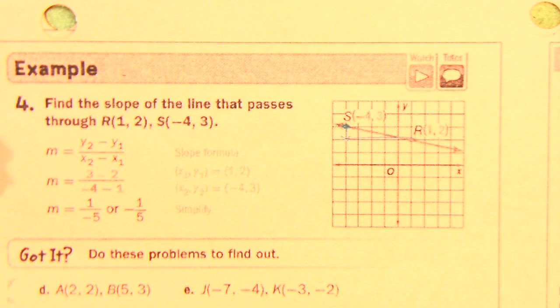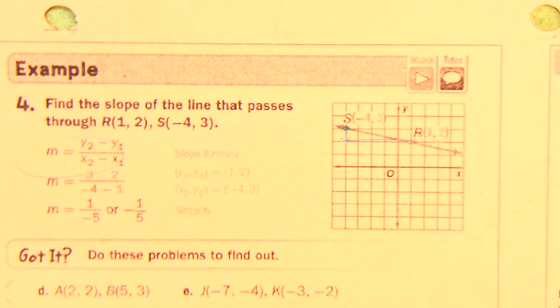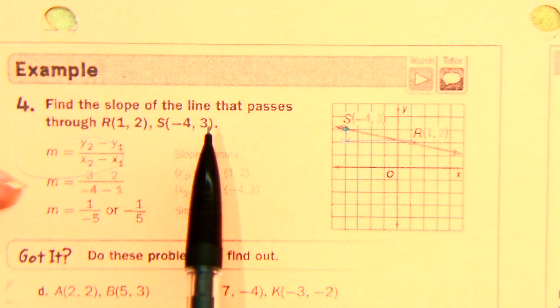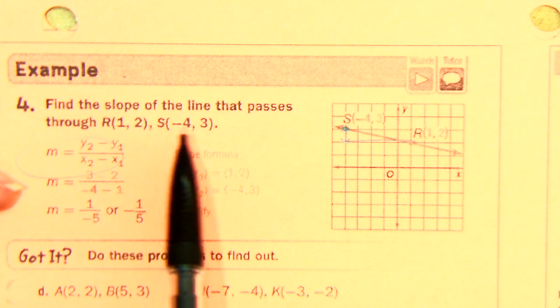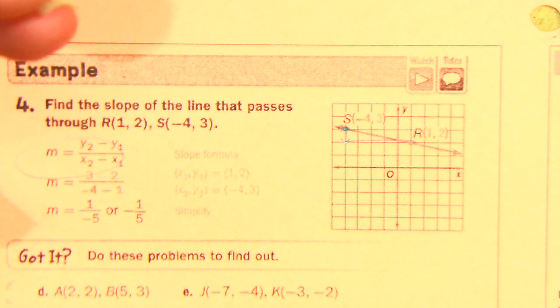Or if you don't get a graph, like in D and E, you can use your slope formula. Remember, it doesn't matter which y you start with. They started with 3 and subtracted 2 and then went -4 minus 1, and that's what they got. But you would get it if you use the other way as well.